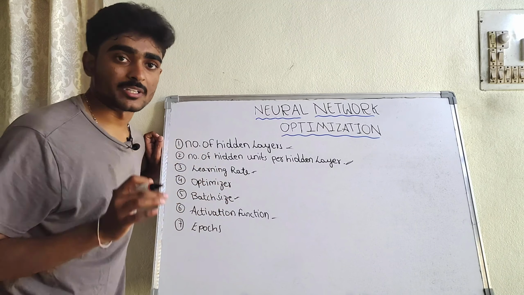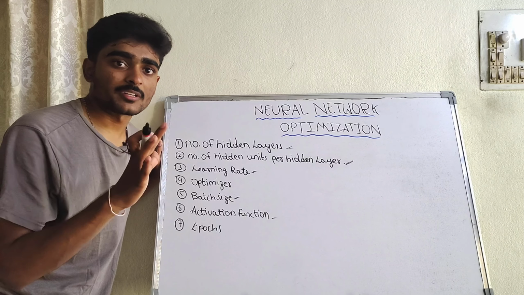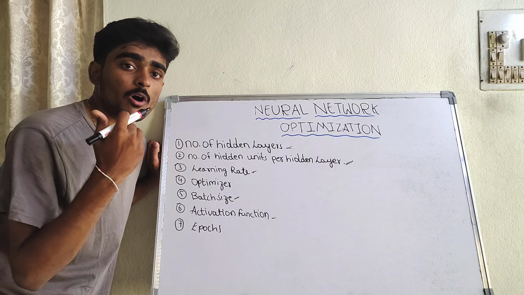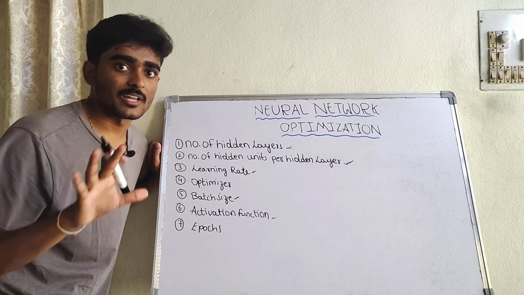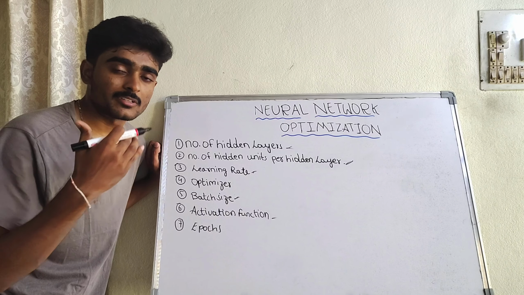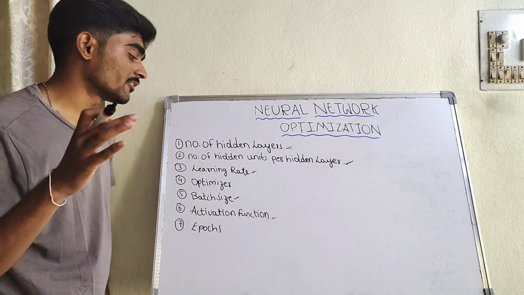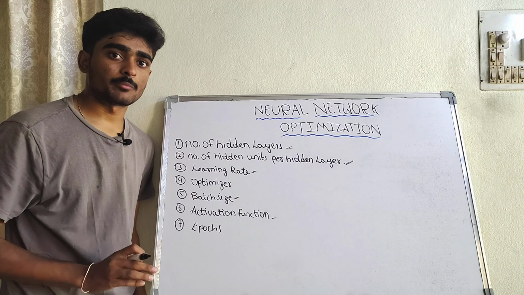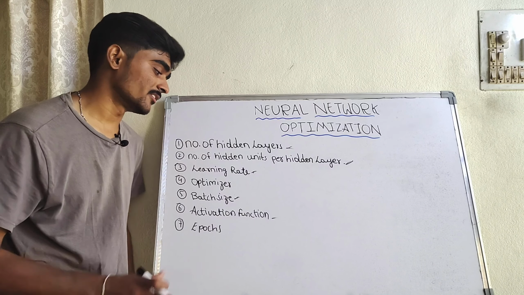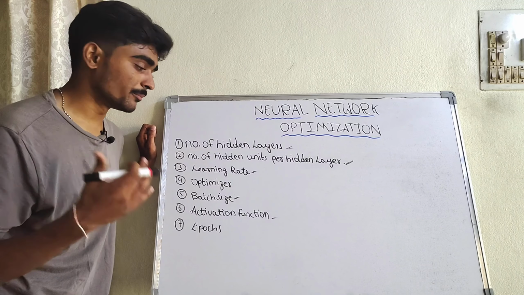Our fourth hyperparameter is the optimizer. The optimizer is used to optimize the weights and bias values. In neural networks we have various optimizers like Adam optimizer, stochastic gradient descent, and mini batch gradient descent. We'll be discussing them in our upcoming videos.